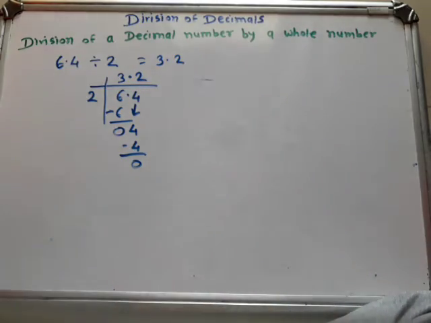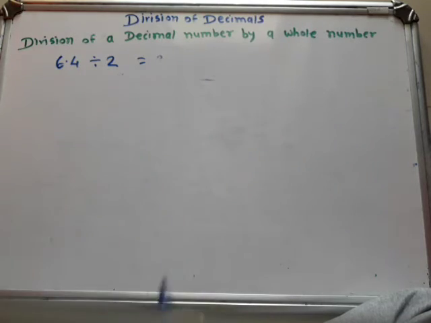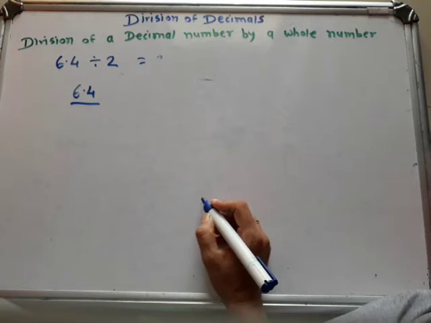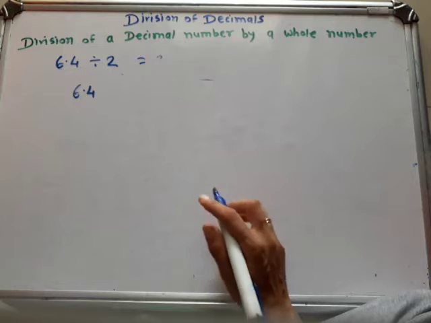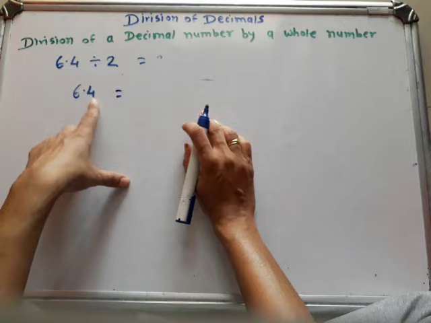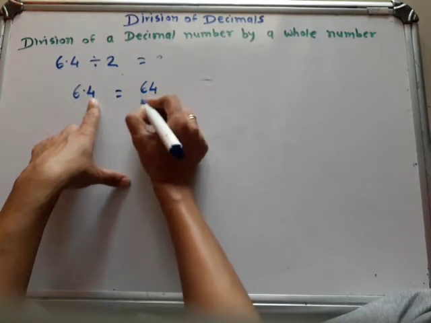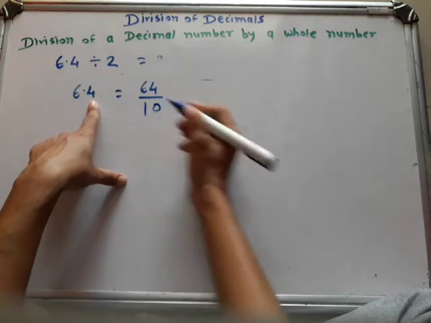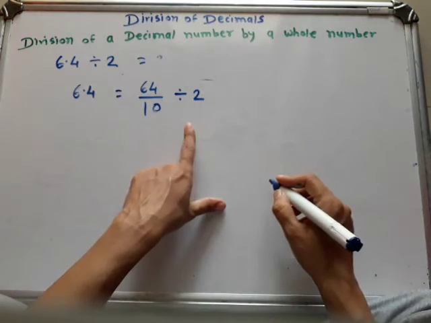But in your textbook you have to solve like this. See here, 6.4. First we have to convert this decimal number into a fraction. So here we solve this 6.4. How many numbers are after the decimal point? Here is one number, so 64 we write as it is, and after the decimal point here is one number, so you have to put 10, and this divided by 2. Now here we get this number.